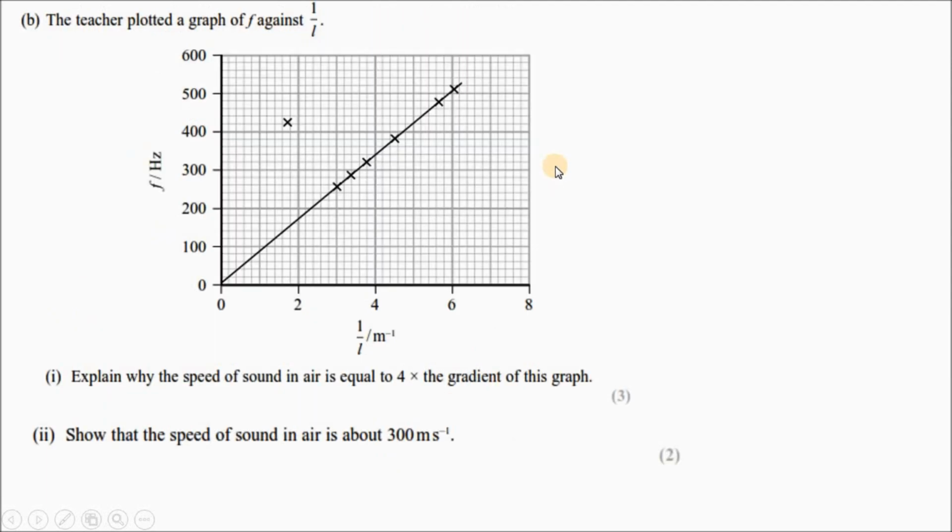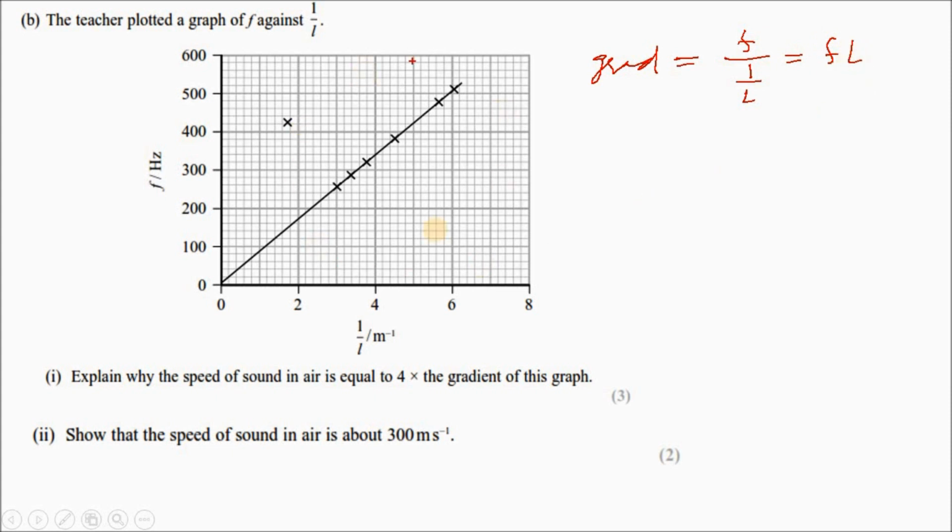The teacher plotted a graph of F against 1 upon L, not force, sorry, frequency. Explain why the speed of sound in air is equal to 4 times the gradient of this graph. Clearly, if you find the gradient of this graph, it will be equal to rise over run. That means the y value divided by the x value, where the y value is frequency and the x value is 1 upon L. And if you simplify this, it will be FL.